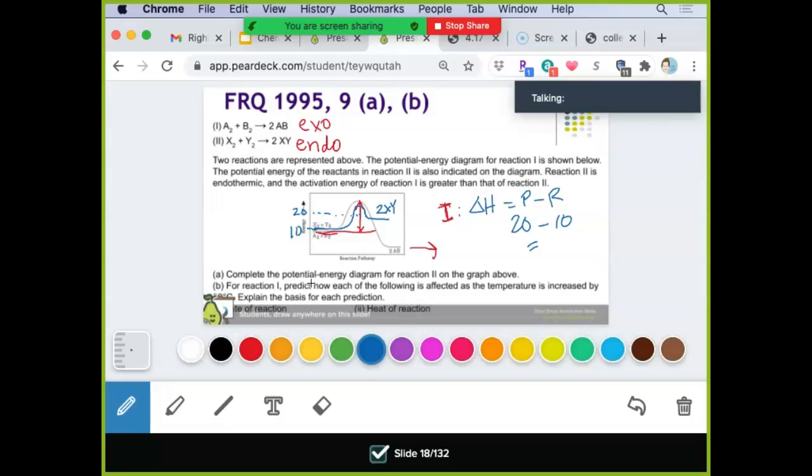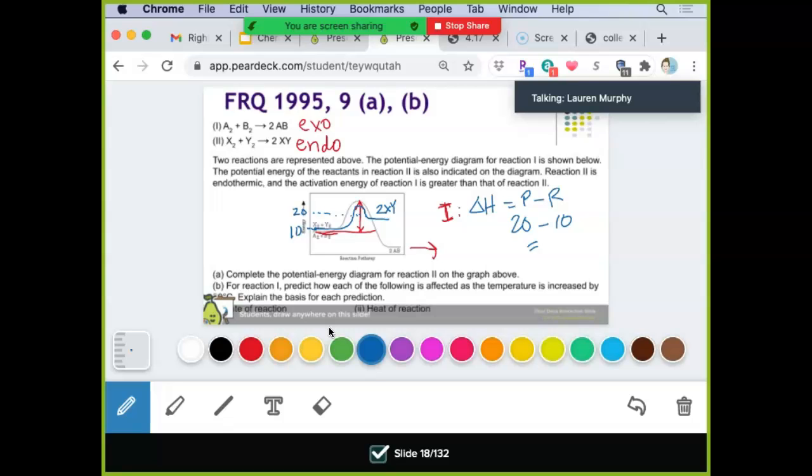Okay. It says for reaction 1, predict how the following is affected as temperature is increased. So if you increase temperature, what happens to the rate of the reaction? Can you predict what would happen to it? It should speed up, right? If you increase the temperature, the molecules move faster. If they move faster, the rate of the reaction will increase.